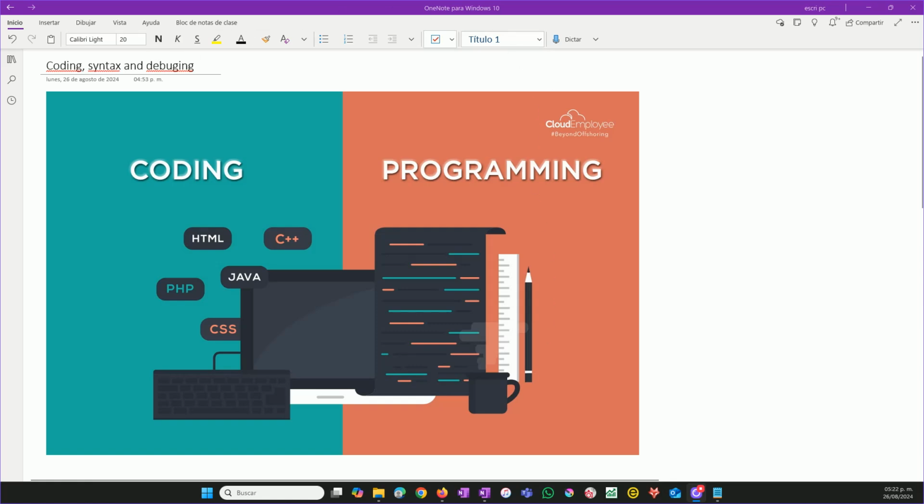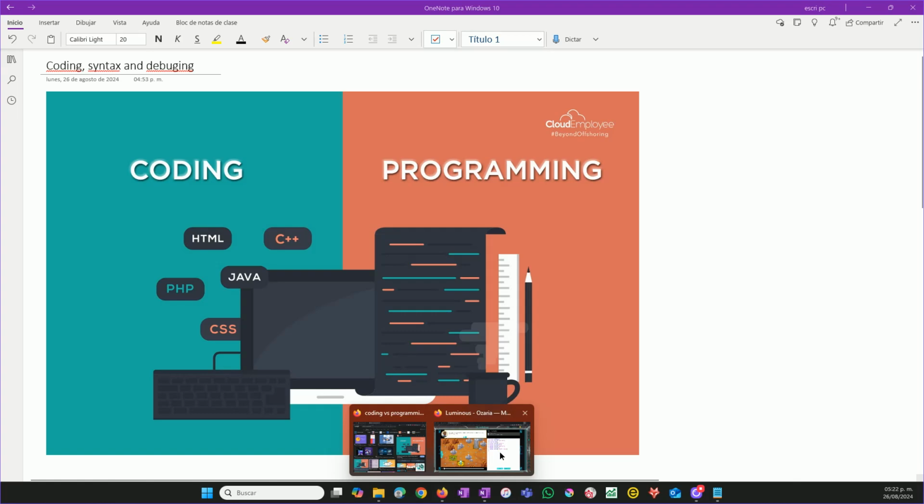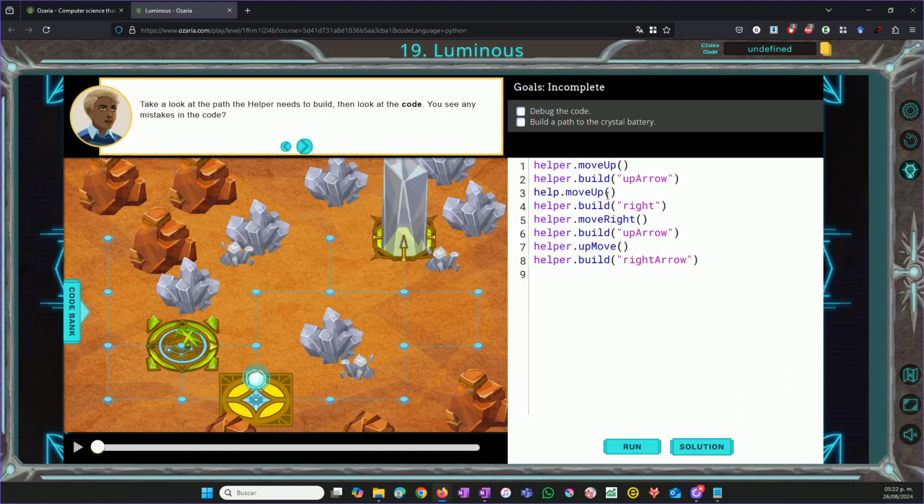Let's see an example. Here we got a program with some mistakes in it. If we try to run this program, the computer won't be able to understand the instructions because they don't follow the syntax rules. Then a programmer should be able to identify these mistakes and correct them.